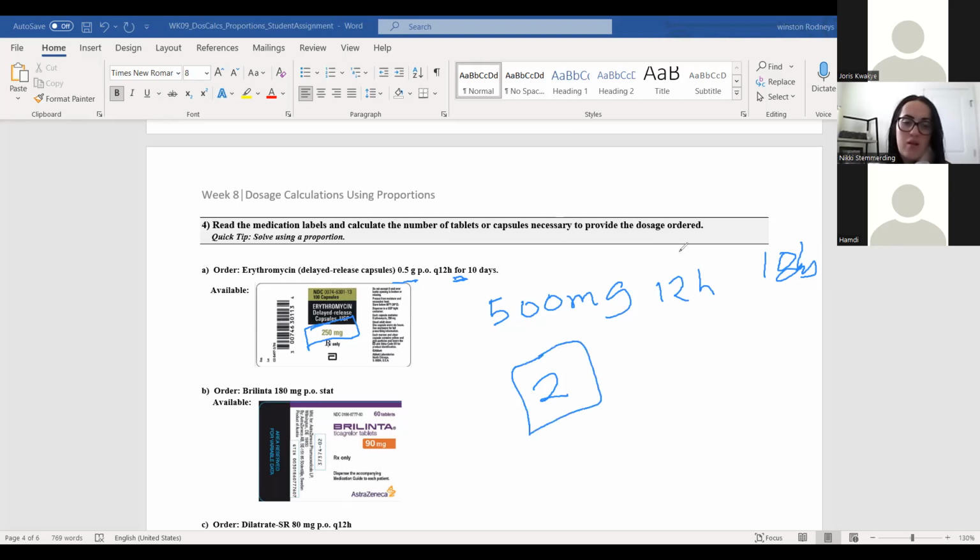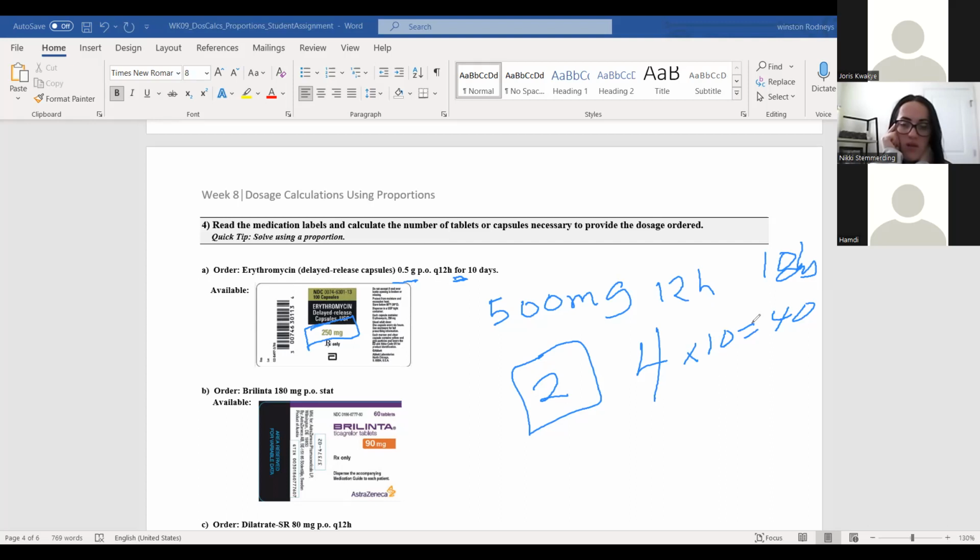And of course, if you wanted to calculate the total amount of capsules that the pharmacist needs to give you, it would be 4 times 10. Why 4 times 10? Because you're taking 2 every 12 hours, which means you're taking 4 in a day. For 10 days, you're going to need 40 capsules.